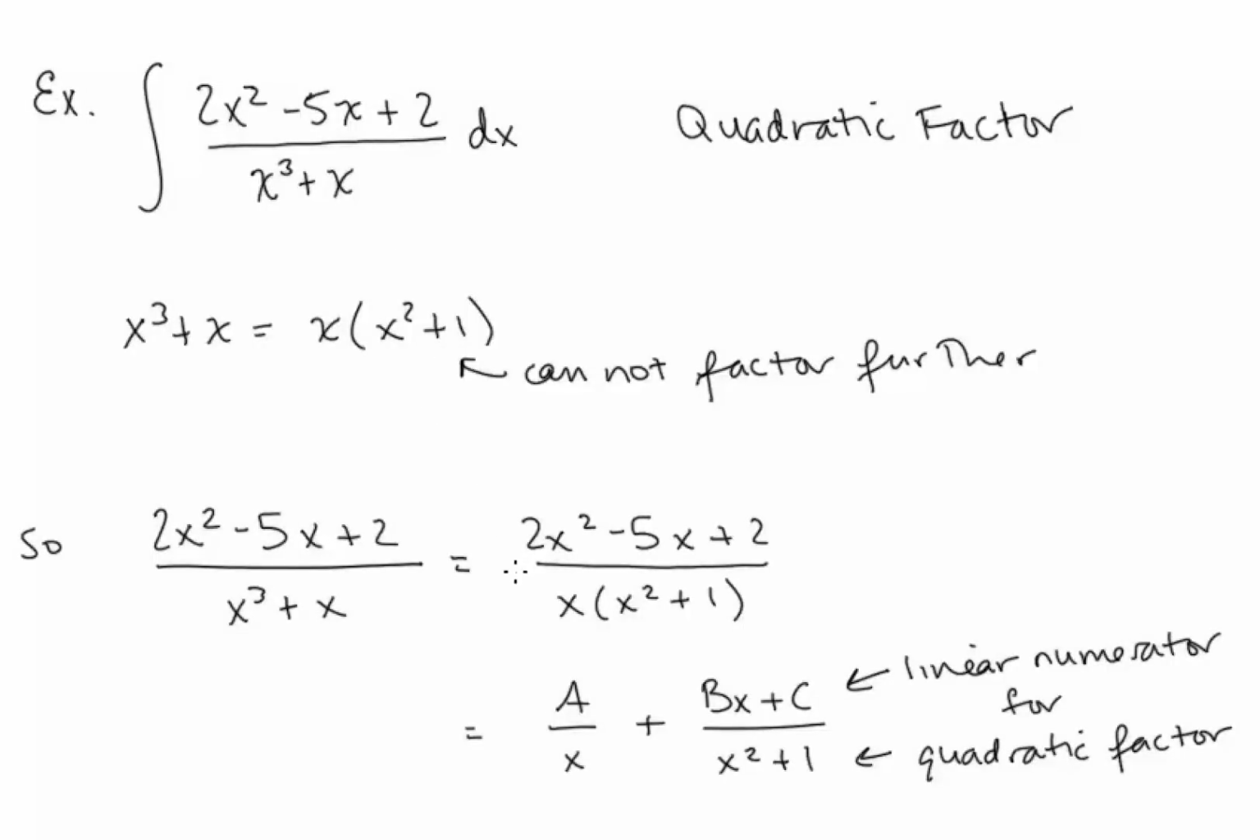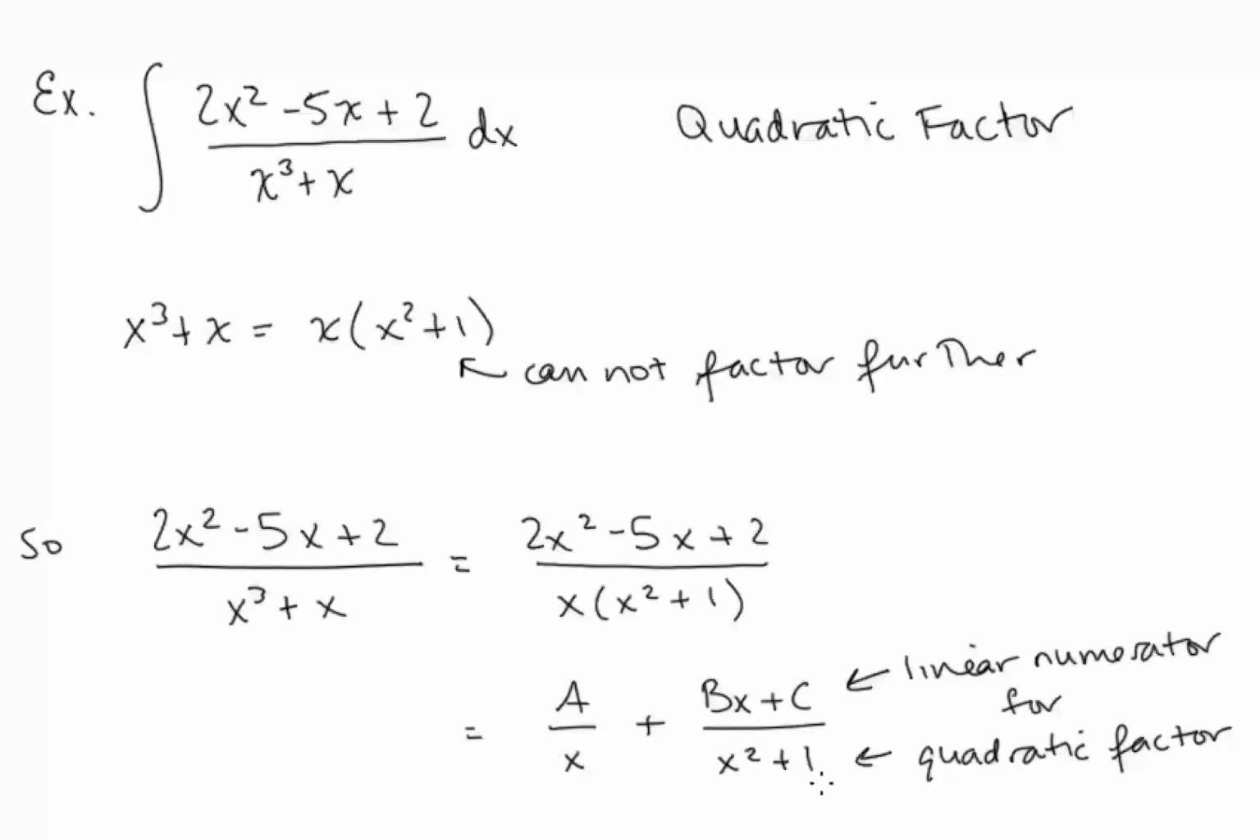And so our partial fraction decomposition is going to be A over x plus Bx plus C over x squared plus 1. We said above that for quadratic factors, we need linear numerators. So here we have a Bx plus C as our numerator. And again, the method is the same.